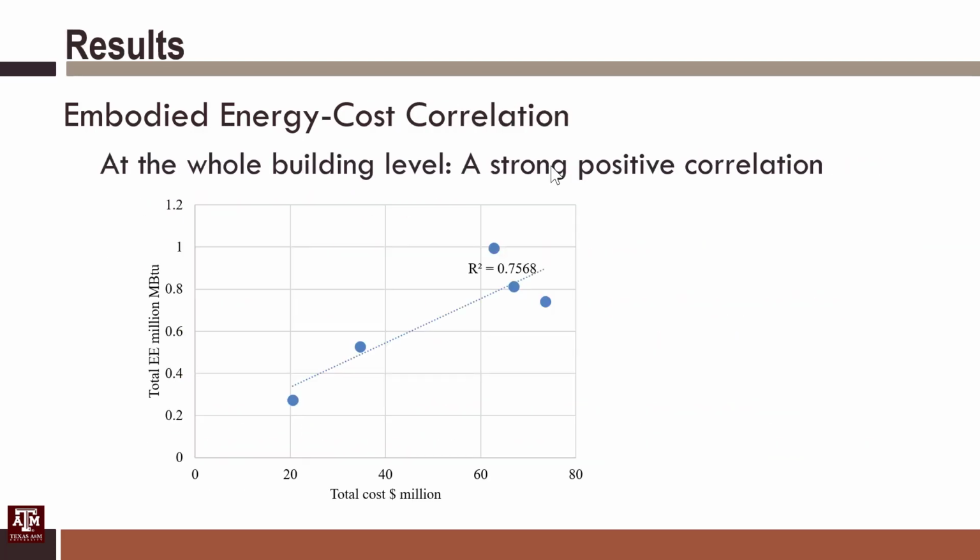So here are the results that we found. If you look at the embodied energy and cost correlation at the whole building level, these are the 5 buildings, and you can see on the x-axis the cost data, and on the y-axis the embodied energy data. At the whole building level, the R-square value shows that there is a strong to very strong positive correlation between the total cost of the building and the total embodied energy of the building.